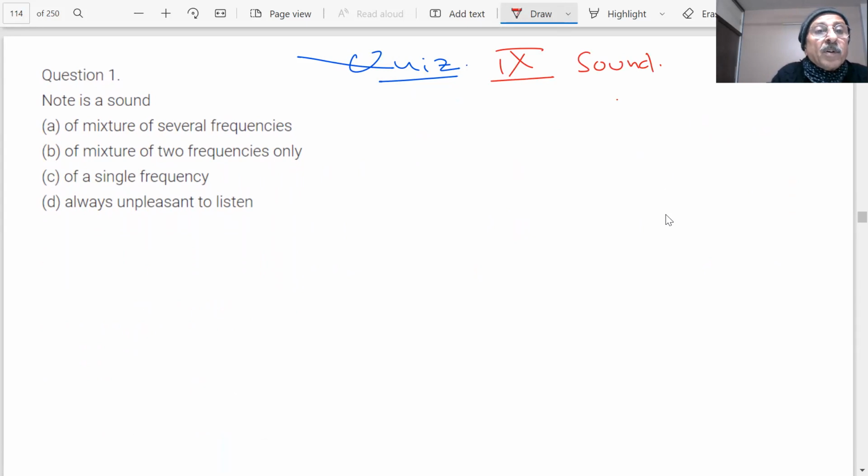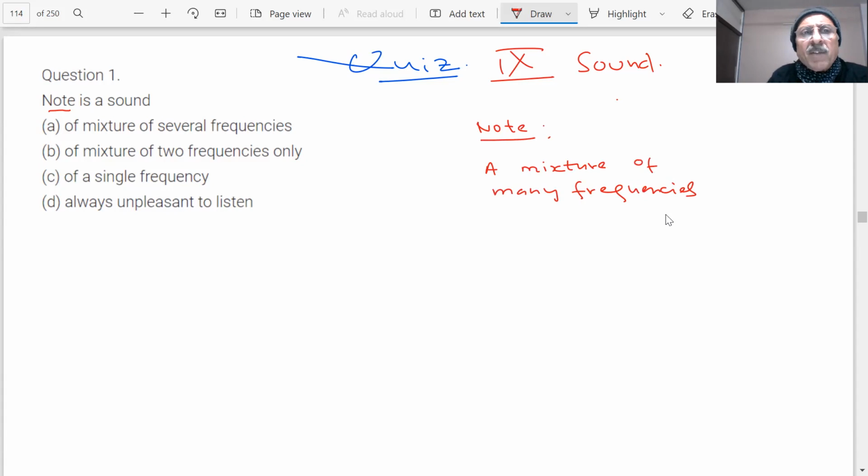Note is a sound. When we were discussing sound, student, what is the definition of a note in sound, student? Before I answer the question, let me see what we mean by note in sound. Sir, it means the mixture of various frequencies. When we have a mixture of many frequencies, that we call a note.